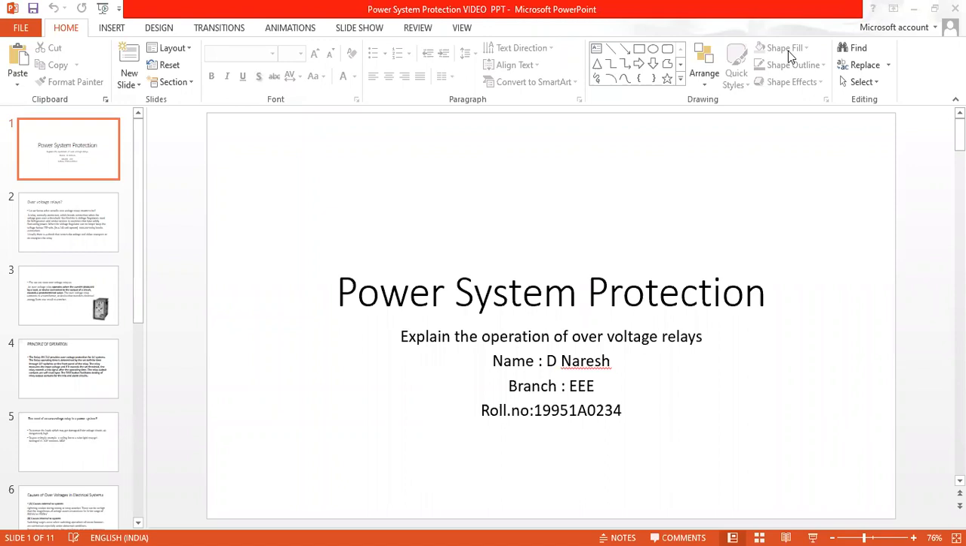The topic is power system protection. The topic is to explain the operation of overvoltage relays. Let's dive into the topic.